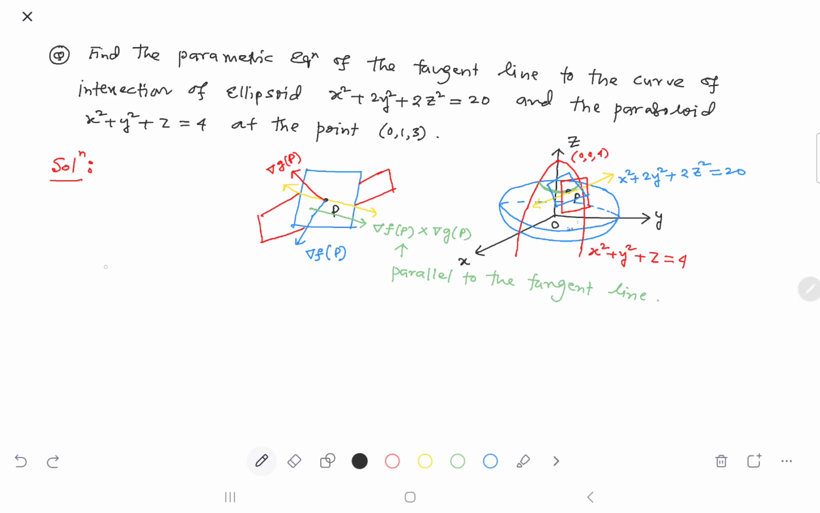So first let me write down the function f of x, y, z, that is nothing but the first function, the ellipsoid: x squared plus 2y squared plus 2z squared minus 20. And let me take g of x, y, z for the paraboloid: x squared plus y squared plus z minus 4.